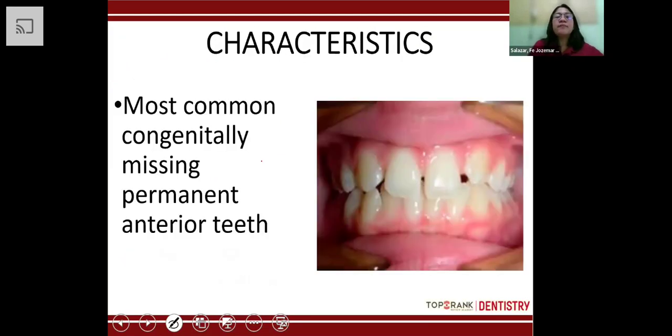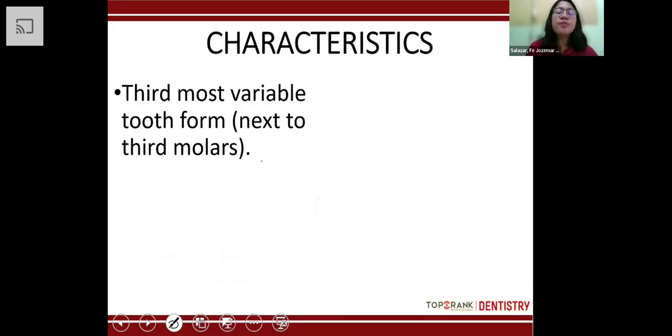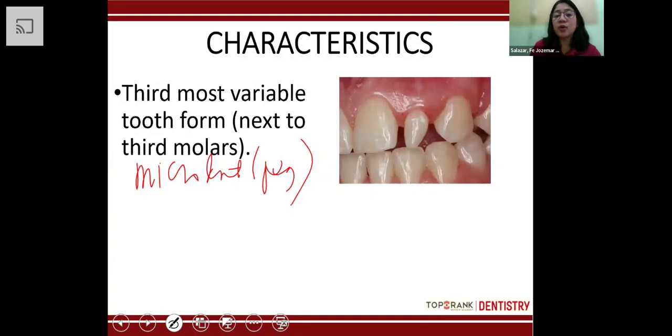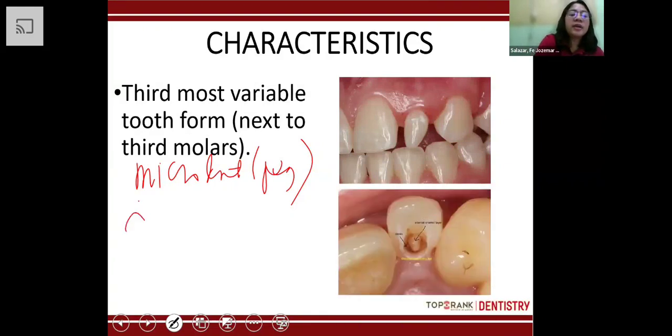Now let's discuss your maxillary laterals. Okay, the most common congenitally missing permanent anterior teeth. Most common sa anteriors lang. Third most variable tooth form next to the third molars, kasi pwedeng maging microdont, or what you call your peg-shaped lateral incisor, microdont yan. Or pwedeng magkaroon ng dens invaginatus.